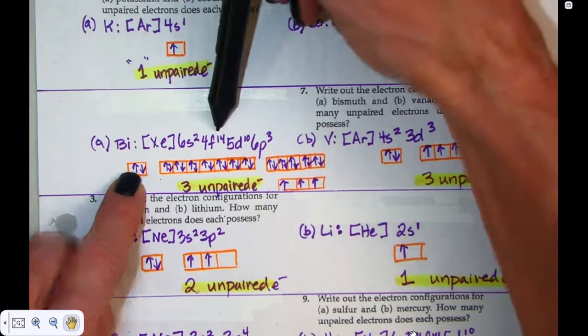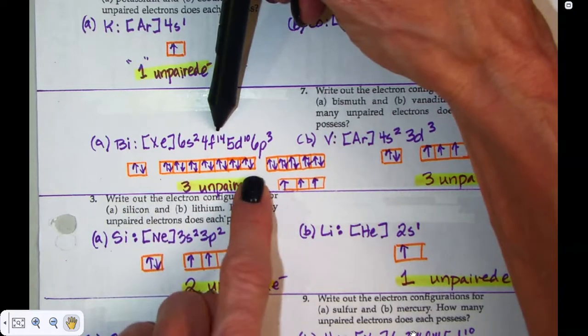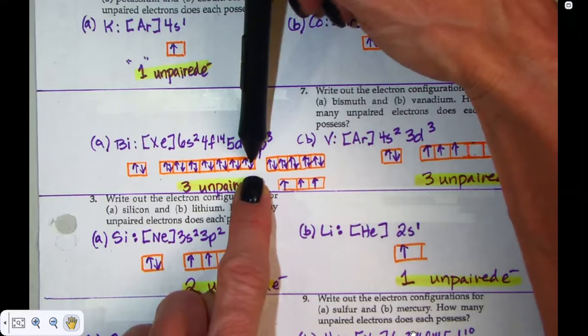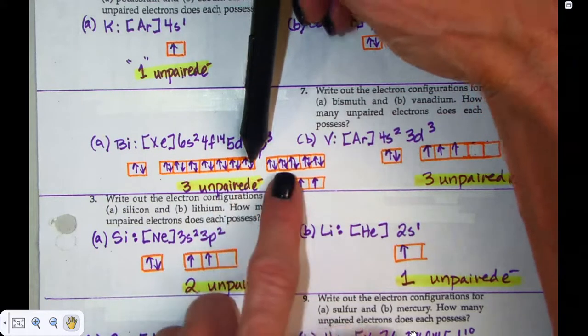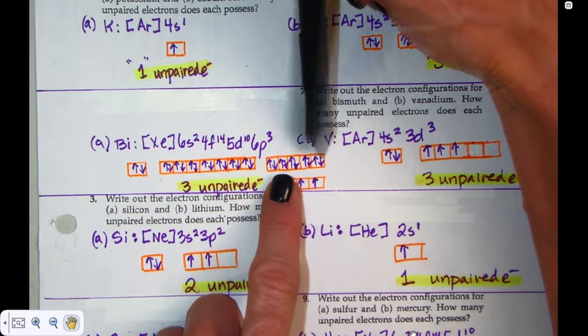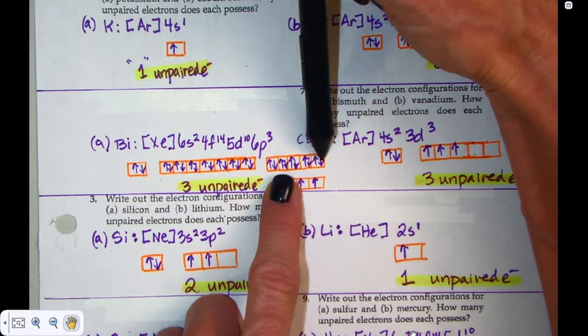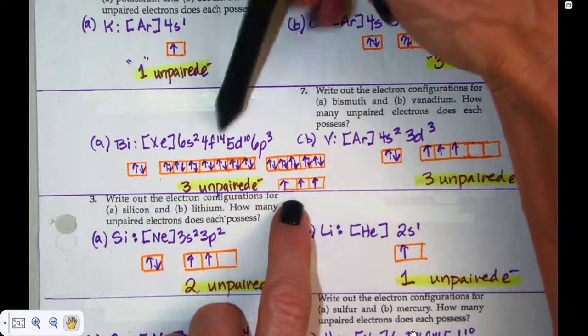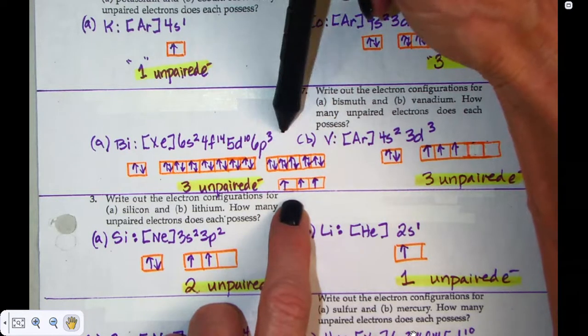The f orbital is full because we are following the Aufbau principle. They're all paired up. And once they're full, we go to the next orbital. The d orbital, there's 10 there. That's the most that the d orbital can hold, so these are all full as well. And so the only place you're going to have unpaired electrons, class, is going to be in the last part of your configuration, if there's ever any unpaired.